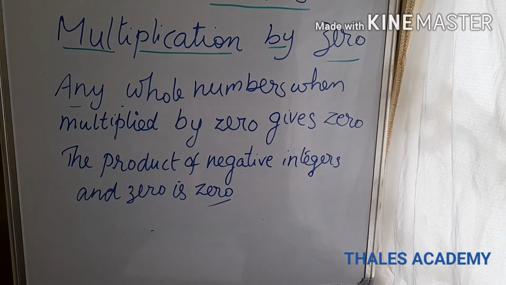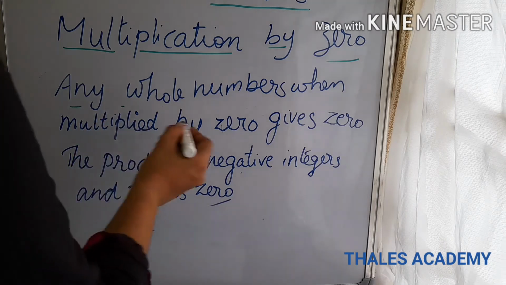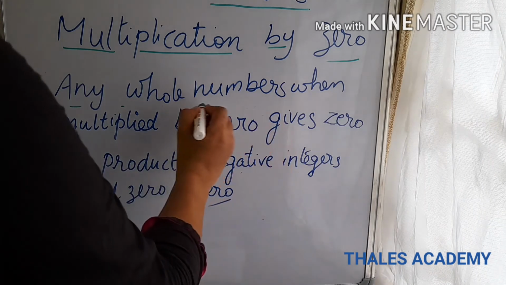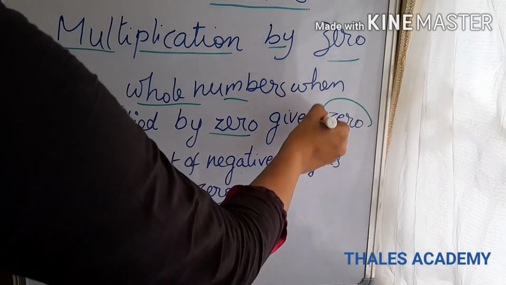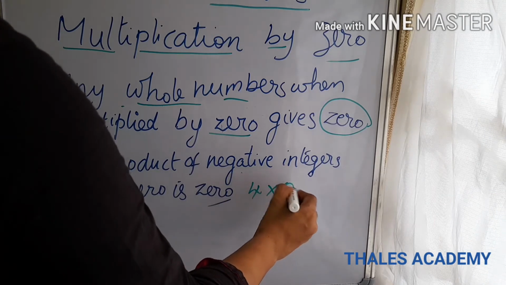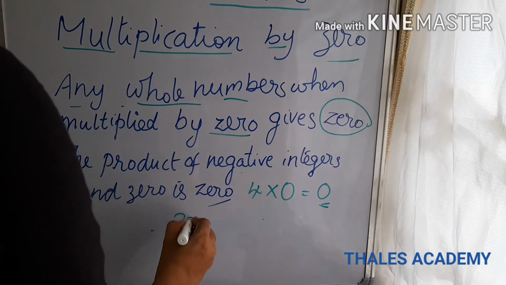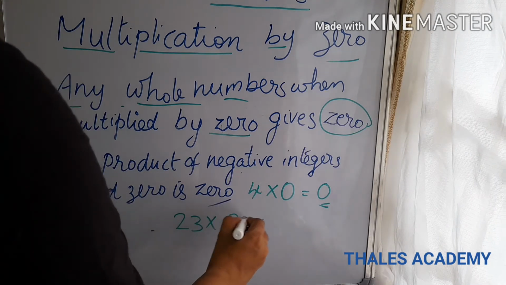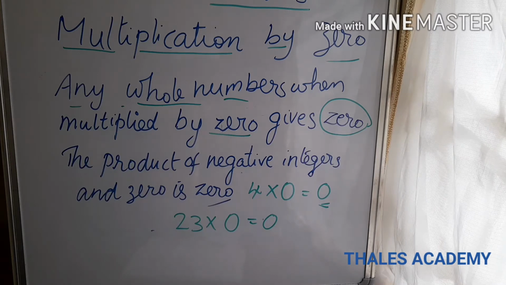Multiplication by 0. Any whole number when multiplied by 0 gives 0. That is, if we multiply any whole number with 0, we get 0. If we multiply the whole number 4 with 0, we get 0. If we multiply the whole number 23 with 0, we get 0. That is, if any whole number is multiplied by 0, it gives 0 itself.